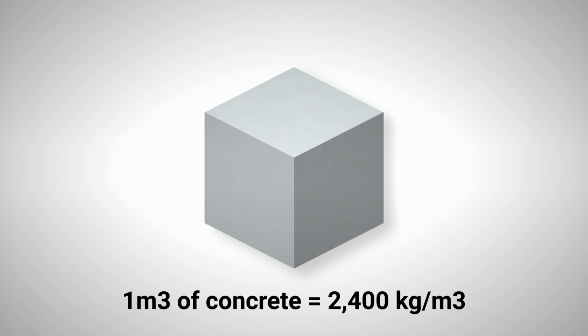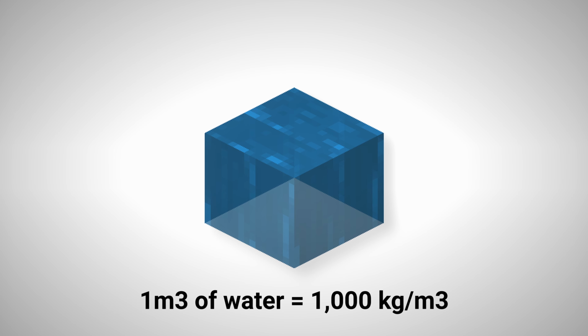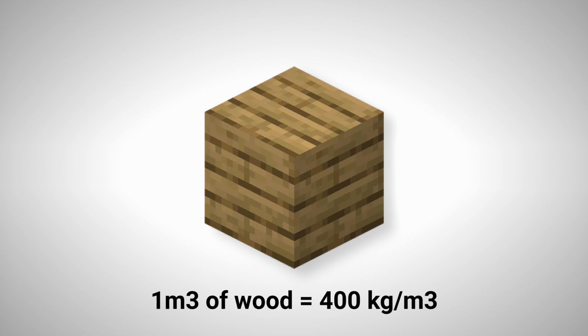For example, a cubic meter of concrete weighs about 2,400 kilograms, while the same volume of water weighs around 1,000 kilograms, and wood or CLT might weigh only 400-something kilograms. Concrete is therefore denser than water or wood because more mass is packed into the same space. Density alone, however, does not tell us how a material will respond to heat. It only tells us how much material there is.